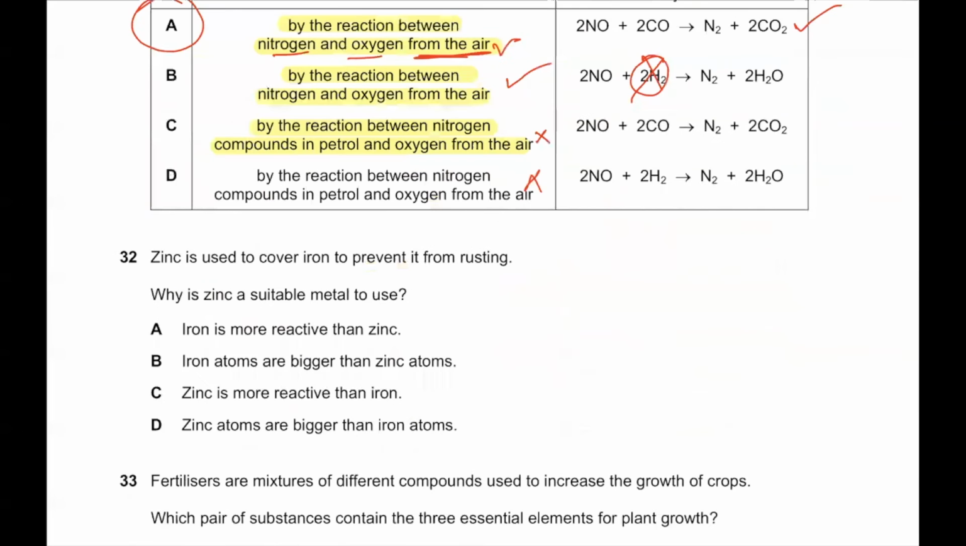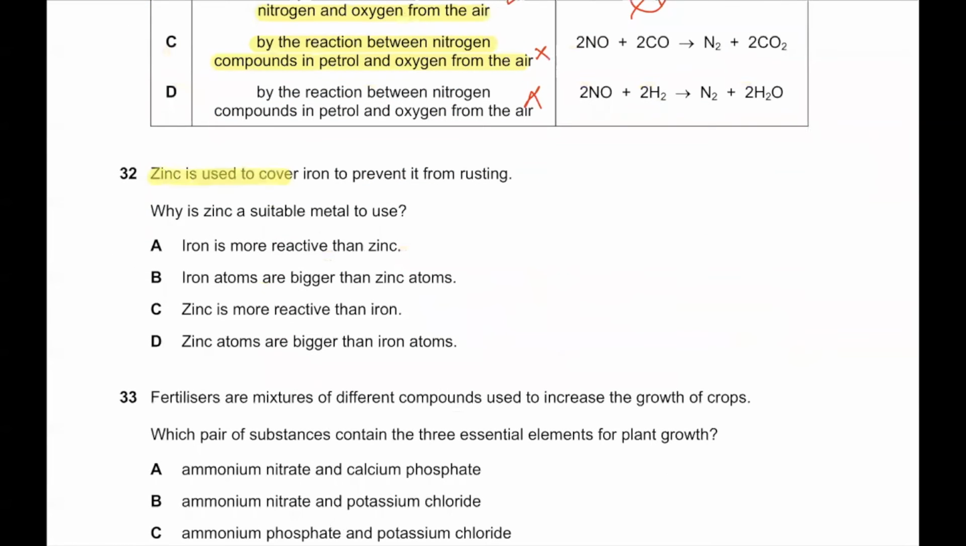Guys, moving to question number 32. Zinc is used to coat iron to prevent it from rusting.